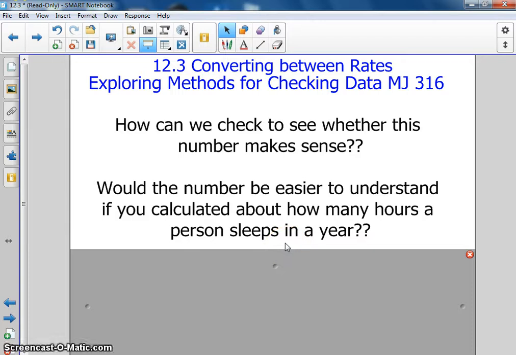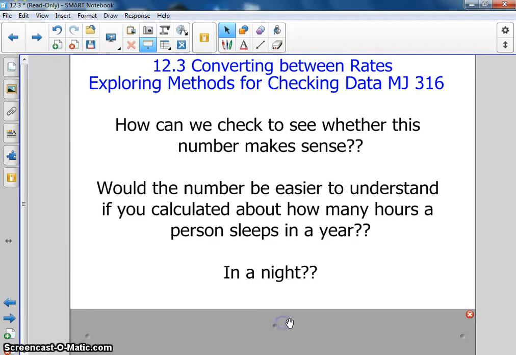Would the numbers be easier to understand if you calculated how many hours a person sleeps in a year? How do you think you do that? Write that down here. How do you think we can figure out how much somebody sleeps in a year? How could we figure out how much somebody sleeps per night?